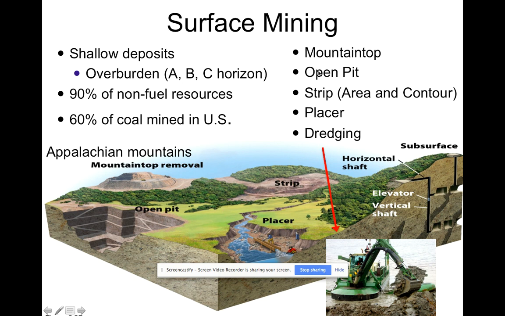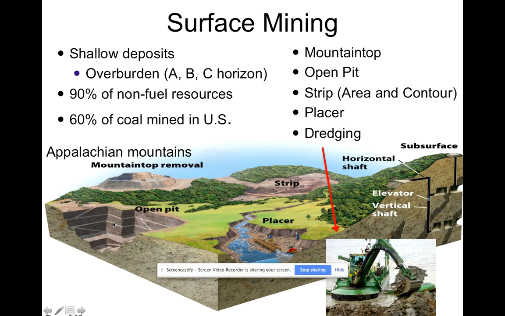You have mountaintop, open pit, strip, placer, and dredging. Mountaintop is basically cutting off the top of the mountain a little bit at a time, usually with explosives. Then I carry it around, and I have tailings that I have to put somewhere because I can't build that mountain back up. It's just not going to work. If you try to build the mountain back up, it's pretty much all going to erode away.